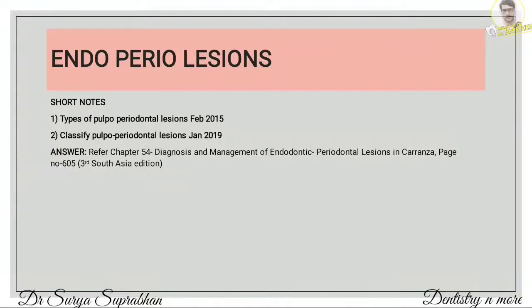Then coming to endoperio lesions. So the questions asked are types of pulpoperiodontal lesion and classify pulpoperiodontal lesion. Both questions' answers are the same. Refer chapter 54, diagnosis and management of endodontic periodontal lesion in Carranza, page number 605. In that there will be Simon, Glick and Frank classification. You have to write the 4 classes.